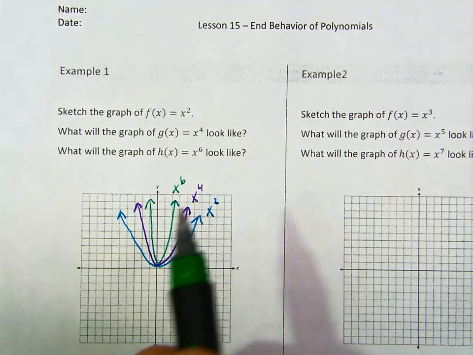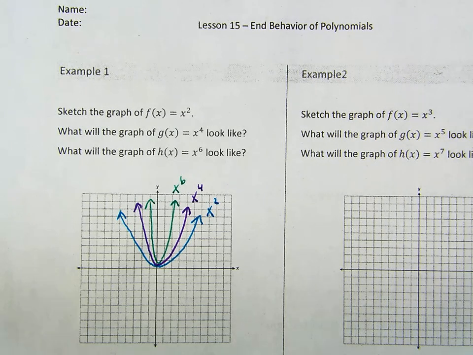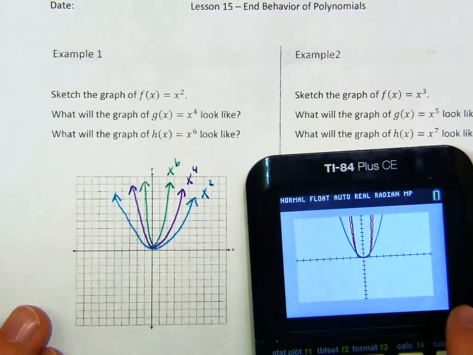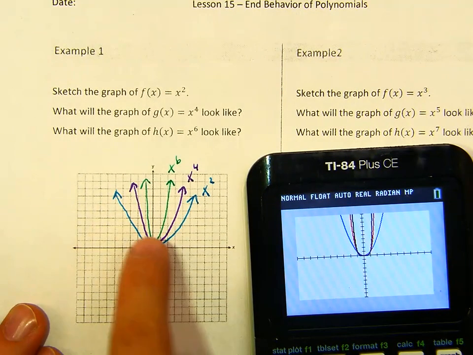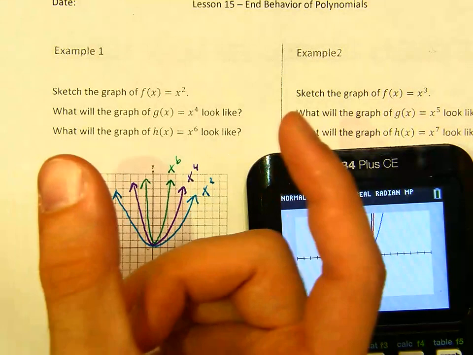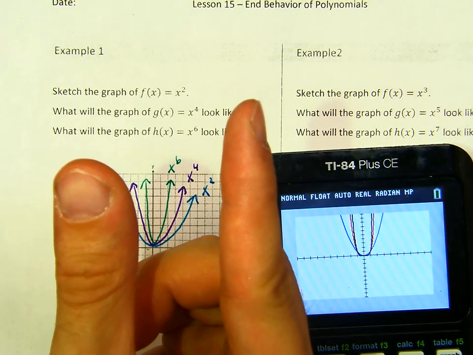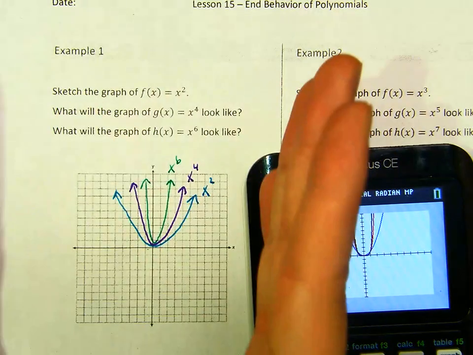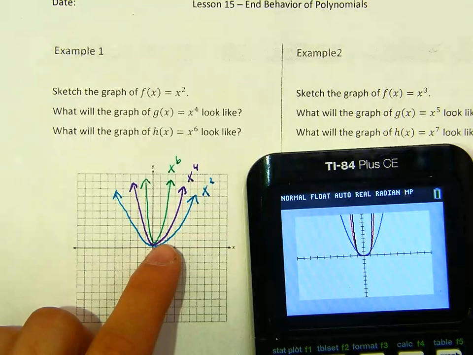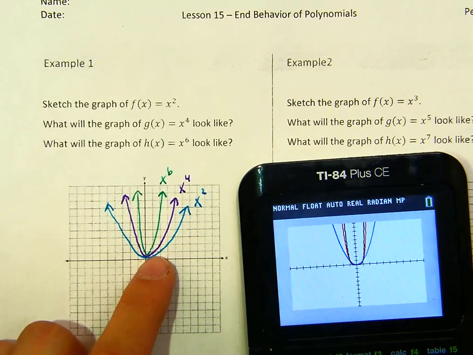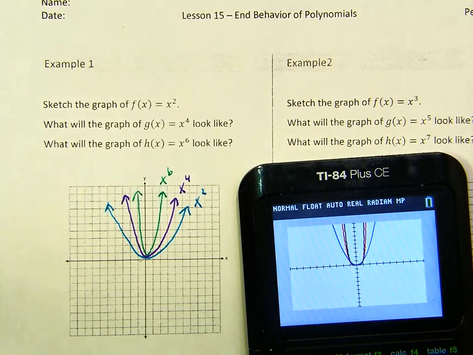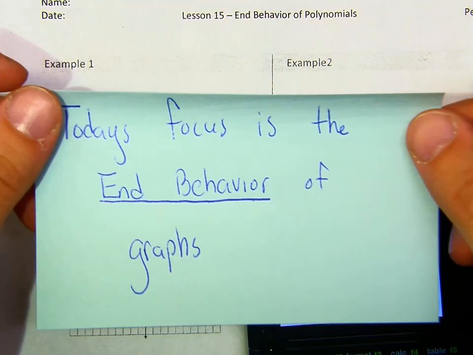Now you could say, oh, Mr. G, let's take a look at this. If this is x squared, what happens with x to the 4th? It gets more narrow, and x to the 6th gets even more narrow. But that idea is not what we want to focus on today. What we want to focus on today is end behavior of graphs.